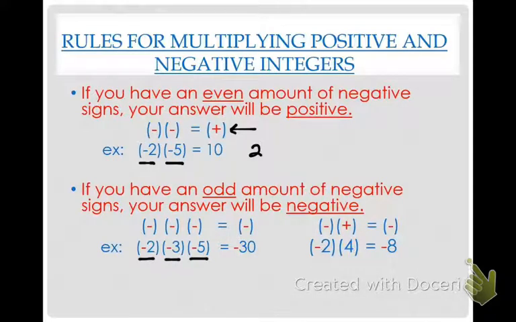How many negative numbers were there? 3. There were 3 negative numbers. Is 3 odd or even? It's an odd number. Therefore, your answer is going to be negative. Okay? So let's come over here and let's look at this.